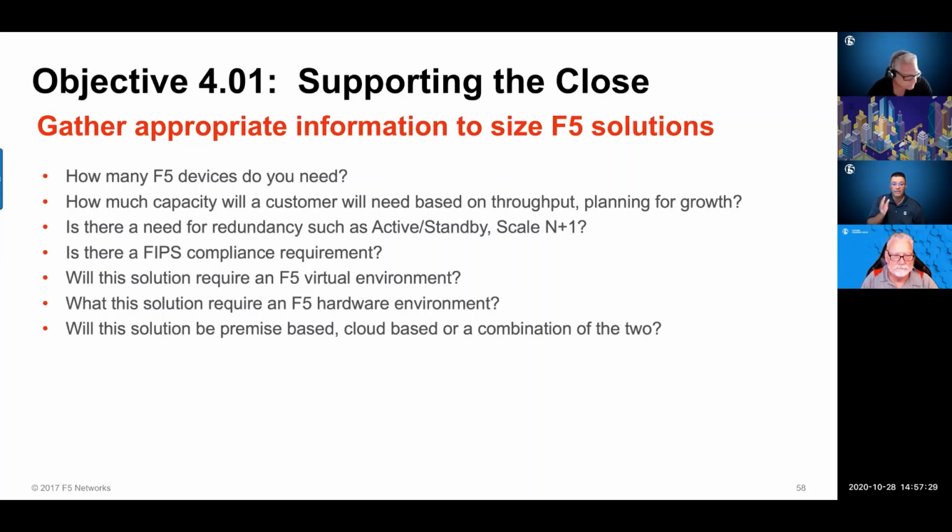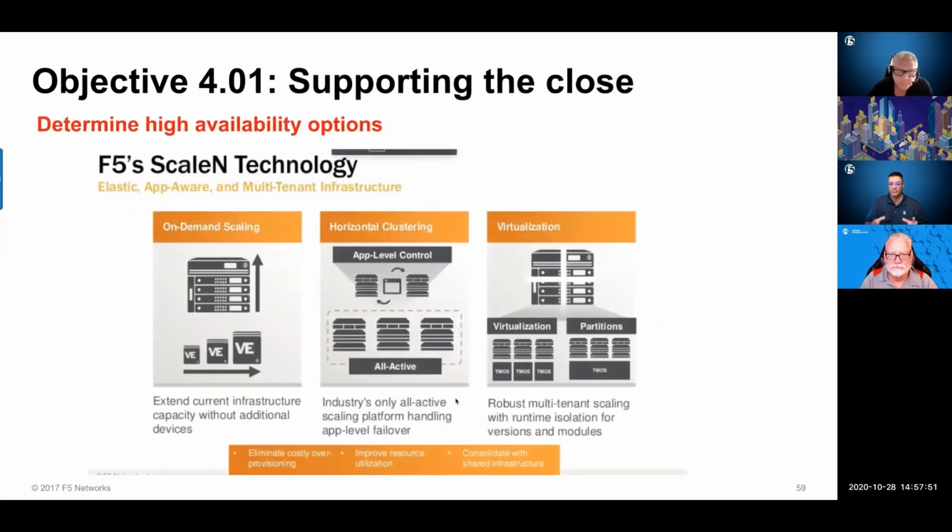So you want to have active standby, but there are situations where you might want to scale N, which means our clustering services, N+1. You can have up to 32 devices in a cluster. N+1 basically means you have so many active and then one available as a standby so it can quickly fail over. We're going to talk a little bit about this in this section, and this is where you get into the nitty gritty of your data sheets, bringing out those data sheets. Oh, this platform will match up to that.